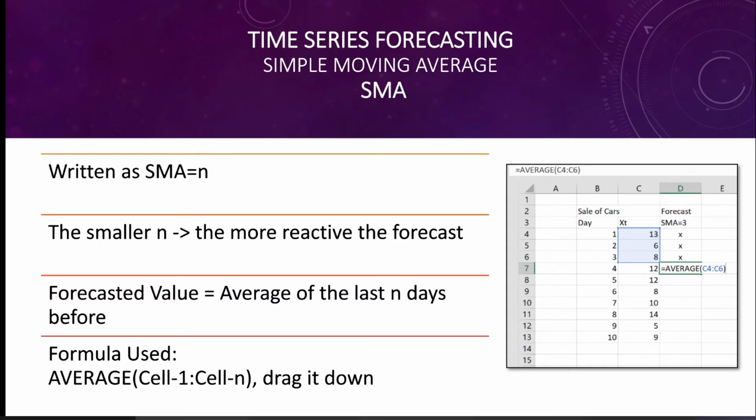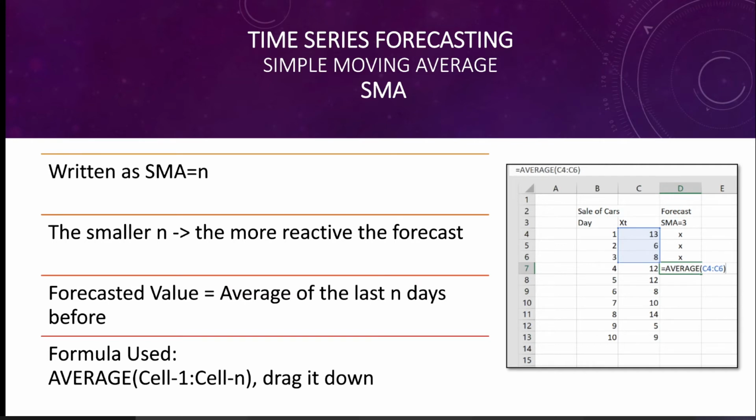So time series forecasting can be done with a simple moving average, which is written as SMA equals N, with N being the number of observations that you take into consideration for forecasting. So for example, if you have SMA equals 3, you take the last 3 days that you've had observations from, and you average those out.